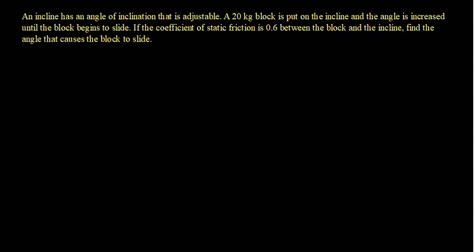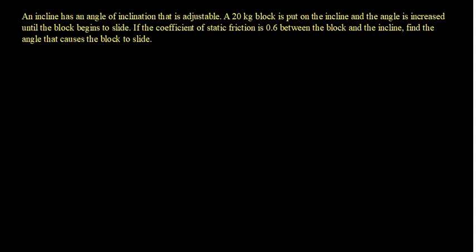So in this example, I have an incline with an adjustable angle of inclination, which means I can change the angle of this inclined surface. A 20 kg block is put on the incline and the angle is increased until the block begins to slide. If the coefficient of static friction is 0.6 between the block and the incline, find the angle that causes the block to slide.